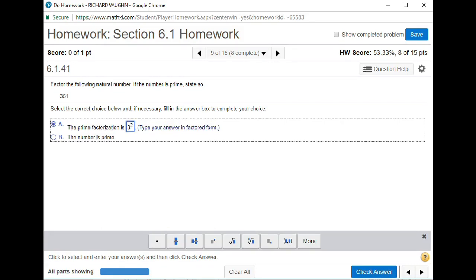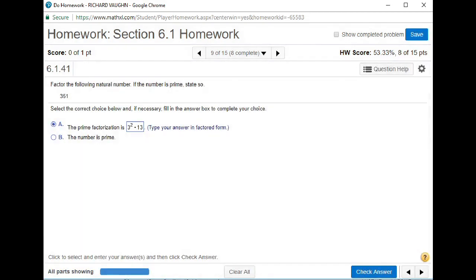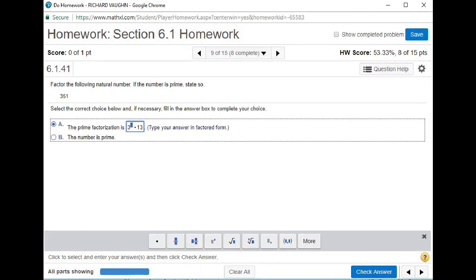Once I pull out that second factor of 3 from 117, that gives me 39. So 3 squared times 39. I'm sorry, 3 squared times 13. No, I think I was right the first time. 3 squared times 39, which is 3 cubed, 3 threes, times 13.